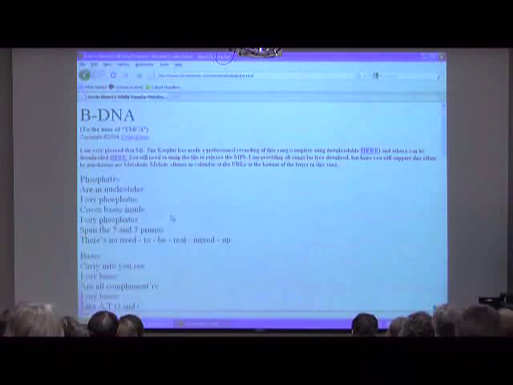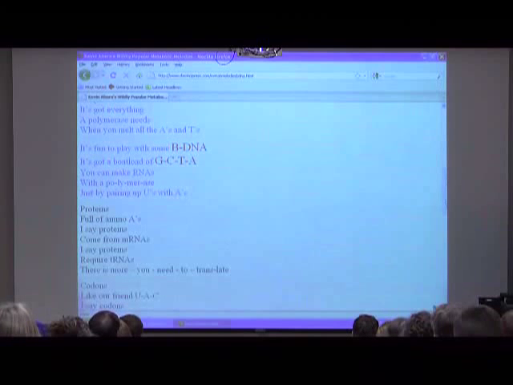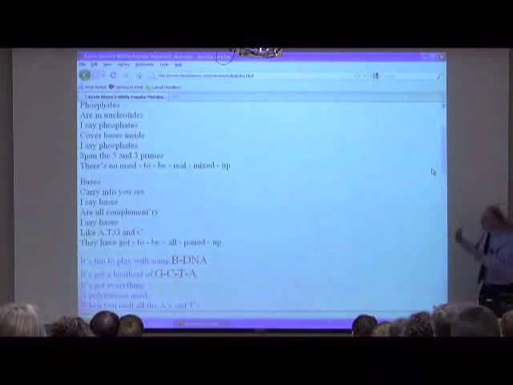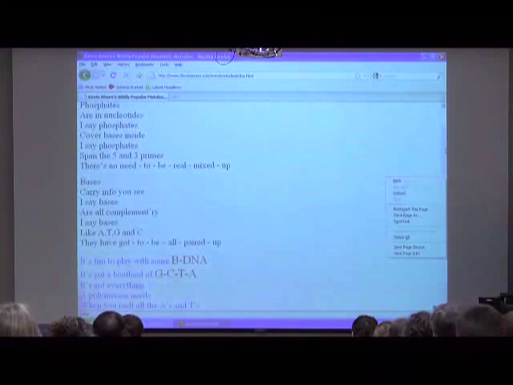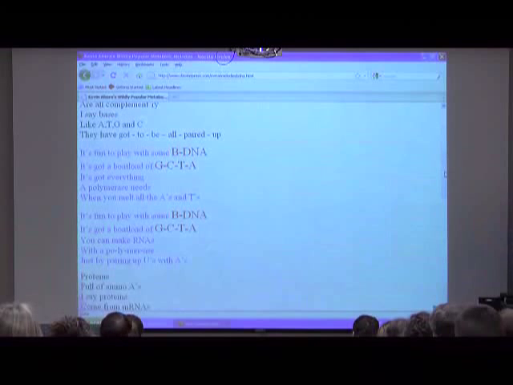Phosphates are in nucleotides. I say phosphates. Cover bases inside. I say phosphates. Span the 5 and 3 primes. There's no need to be real mixed up. Bases carry base info, you see. I say bases are all complementary. I say bases like A, T, G, and C. They have got to be all paired up. Boom, boom, boom, boom, boom. It's fun to play with some bDNA. It's got a boatload of GCTA. It's got everything a polymerase needs when you melt all the A's and the T's. It's fun to play with some bDNA. It's got a boatload of GCTA. You can make RNAs with a polymerase just by pairing up U's and A's.